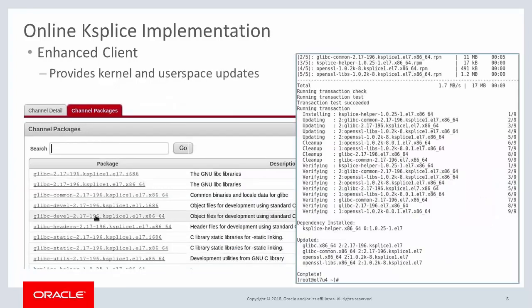With online implementation using the enhanced client, it allows for the kernel updates, but also provides updates to Ksplice-aware user libraries. Updating these userspace libraries requires the installation of Ksplice-aware versions of these packages and is done with a simple yum update. Unlike with kernel updates, the Ksplice user web interface is not used to update these userspace libraries. It is done only through command line.